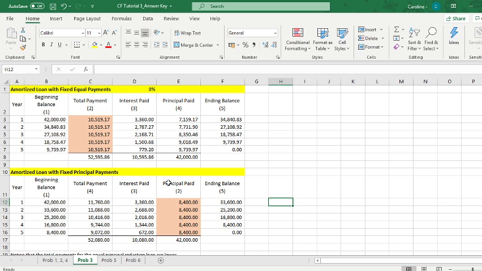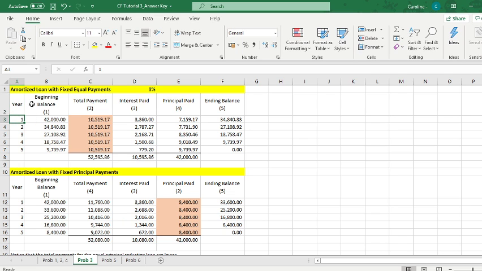Okay, so for 5 years, you're going to pay back your loan with the interest rate, right? And the interest rate is already stated as compounded annually, so that basically means that you don't need to find the EAR. Okay, this is the first option, amortized loan with fixed equal payment.